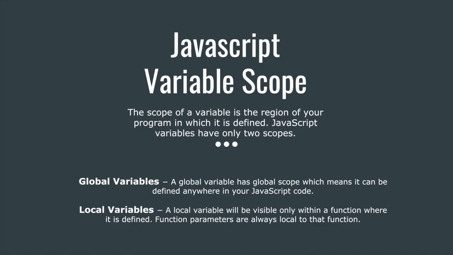A global variable has global scope, which means you can call it from anywhere in the page, and anywhere in a function. That's why it's called a global variable. The local variable is visible only within the function where it is defined. You cannot access this variable from another function, or from up or down. You can only access it in the same function.